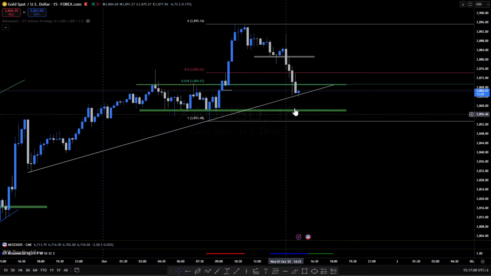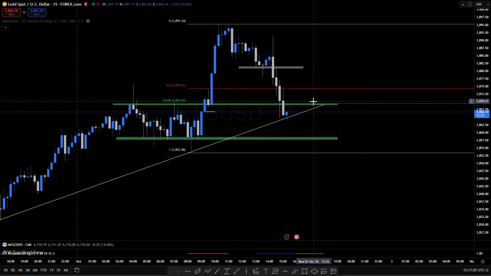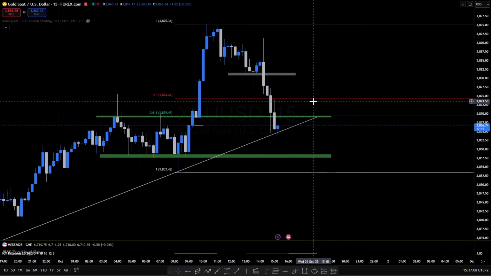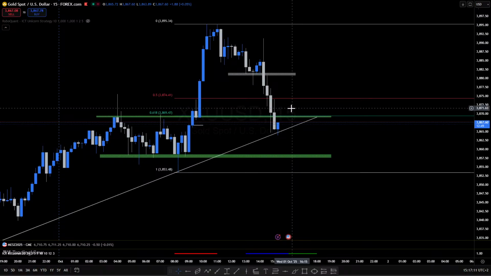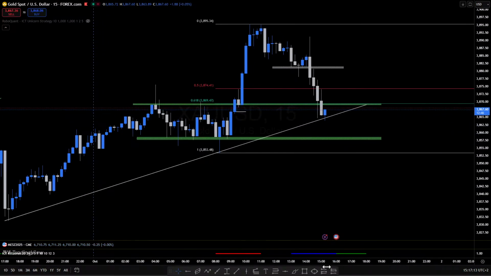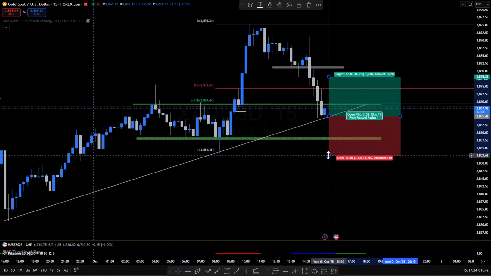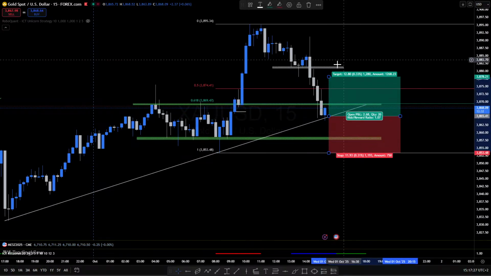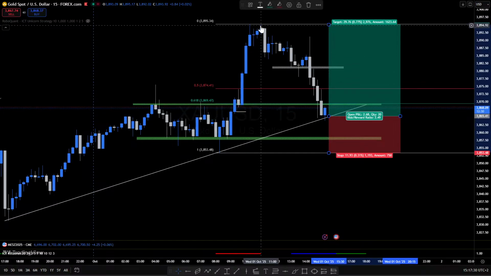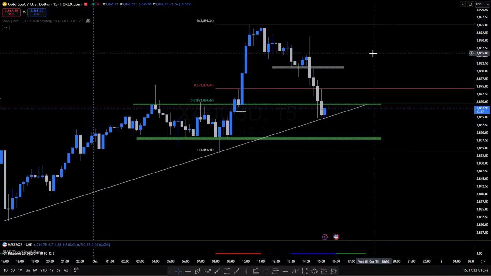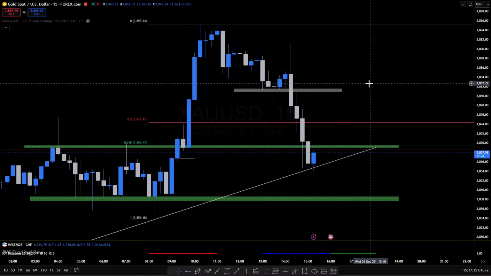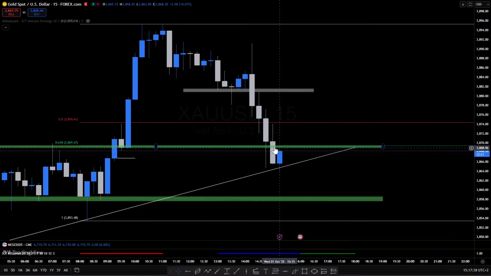For the guys who want to buy, this one could be a good thing to go with. But for me, nah, not looking that great. For the guys who trade this, price touches right here, and then you go like this. But let's wait.